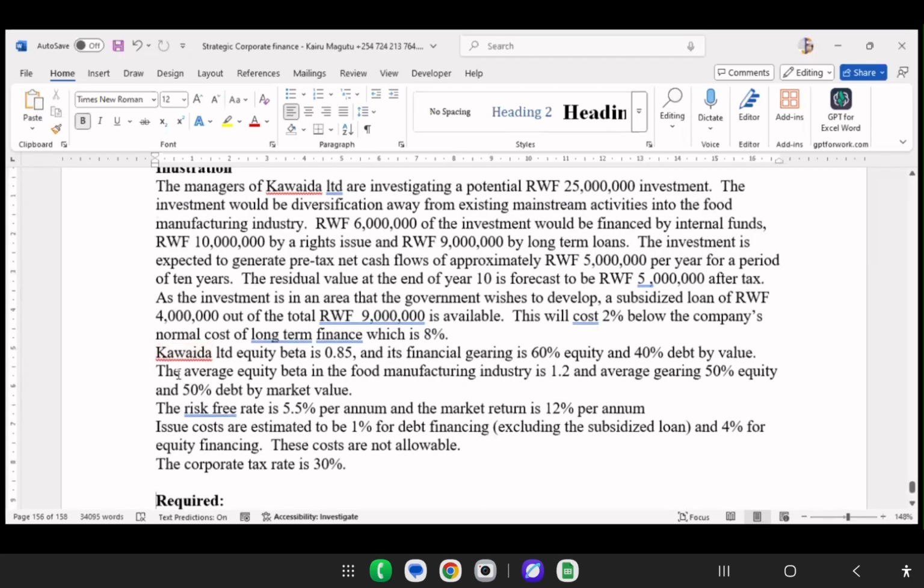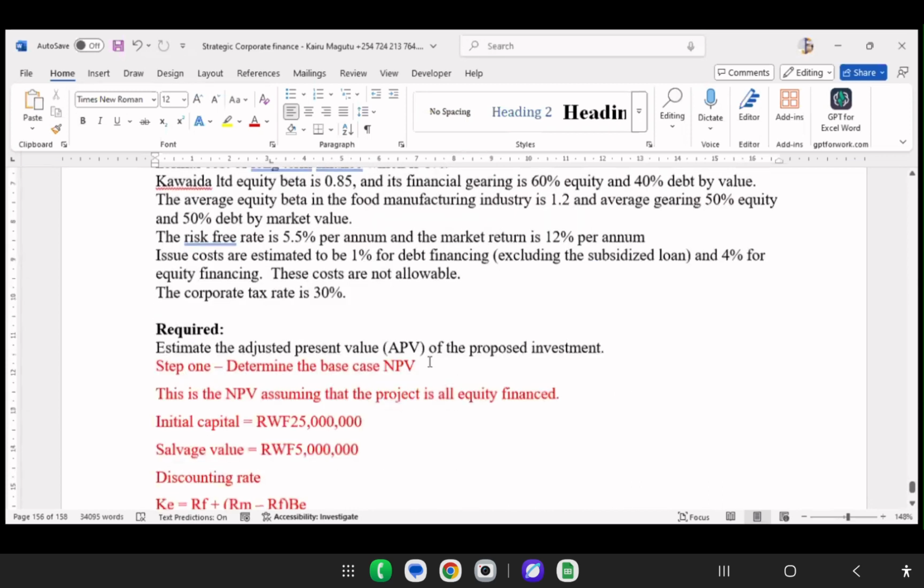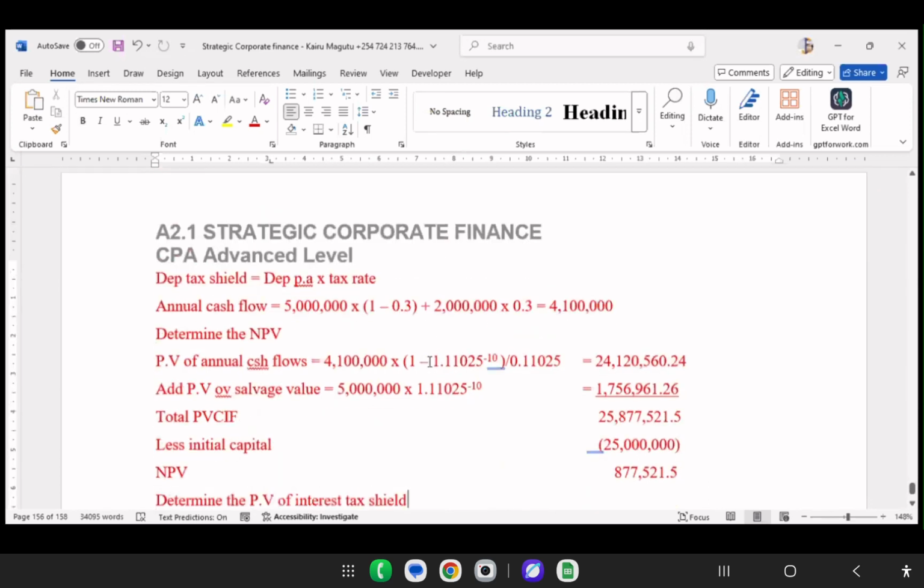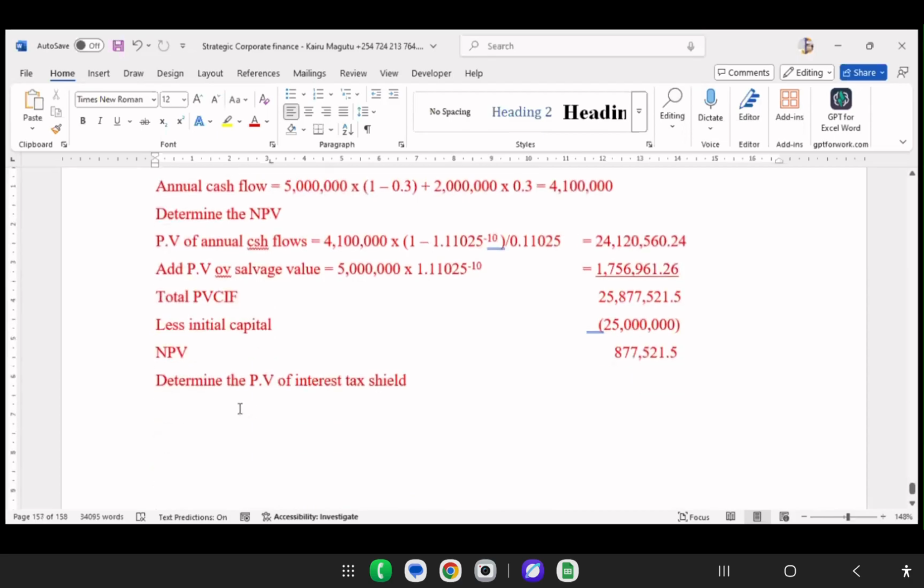There is somewhere we are told that as the investment is an area that the government wishes to develop, a subsidized loan of Rwandan francs 4 million out of the total 9 million is available. This will cost 2% below the company's normal cost of long-term finance, which is 8%. So I need to determine the present value of interest tax shield.